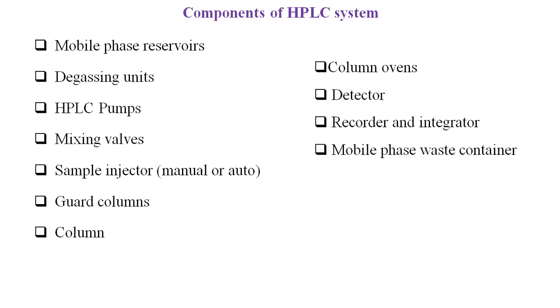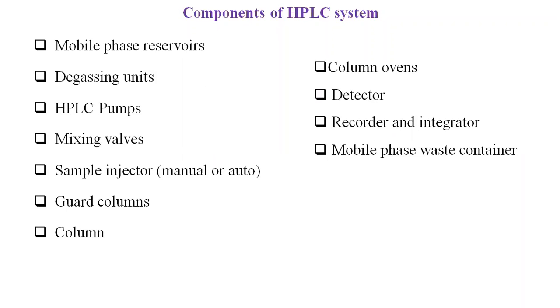After that, the mobile phase passes through the pumps, which provide high pressure to the mobile phase. With this high pressure, the mobile phase travels at high speed towards the stationary phase or the column. Then, through the sample injector, into the flow of the mobile phase, we are injecting the sample, a mixture of sample. This sample and mobile phase then go to the columns.